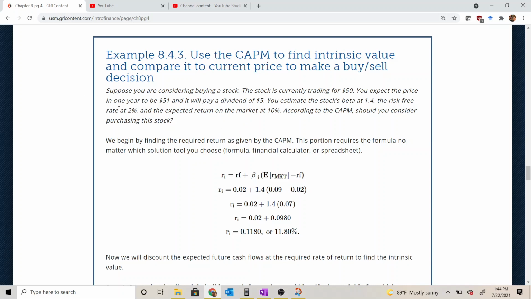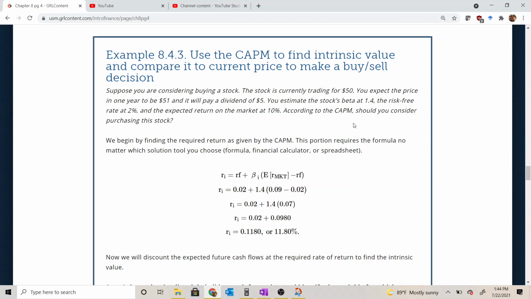Okay, so the setup for this one. Suppose you are considering buying a stock. The stock is currently trading for $50. You expect the price in 1 year to be $51, and it will pay a dividend of $5. You estimate the stock's beta at 1.4, the risk-free rate at 2%, and the expected return on the market at 9%. This should actually be 9% here. The 10% is a mistake that's currently in the text. According to the CAPM, should you consider purchasing this stock?